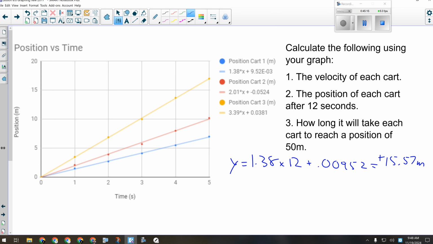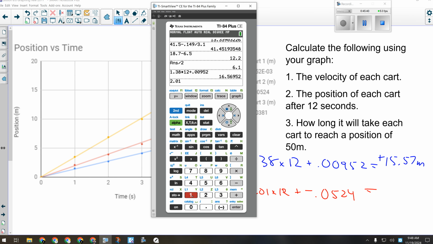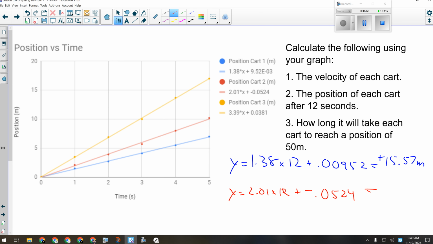Okay, and then for cart number 2, y is going to equal 2.01 times 12, plus negative 0.0524. Is it okay if the y-intercept comes out negative? Yeah, it just means it actually started behind all the others and behind whatever we denoted to be 0. Okay, that's fine. It happens sometimes. So 2.01 times 12 plus negative 0.0524. That one will be at 24.07 meters, positive.